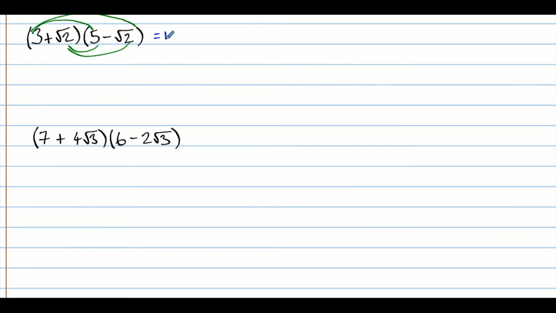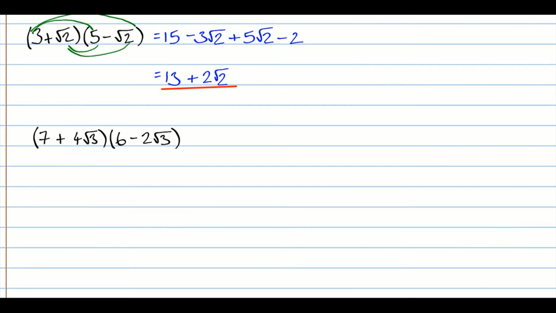First terms, 3 times 5 is 15. Outside terms, 3 times minus root 2 is minus 3 root 2. Inside terms, root 2 times 5, that's 5 root 2. And the last terms, root 2 times minus root 2, well that's minus, and then root 2 times itself gives us 2. Now we can collect like terms here, as in integers. 15 minus 2 is 13. And then the root 2 terms, we've got minus 3 of them, add 5 of them. That will give us plus 2 root 2. Let's have a look at the next question.